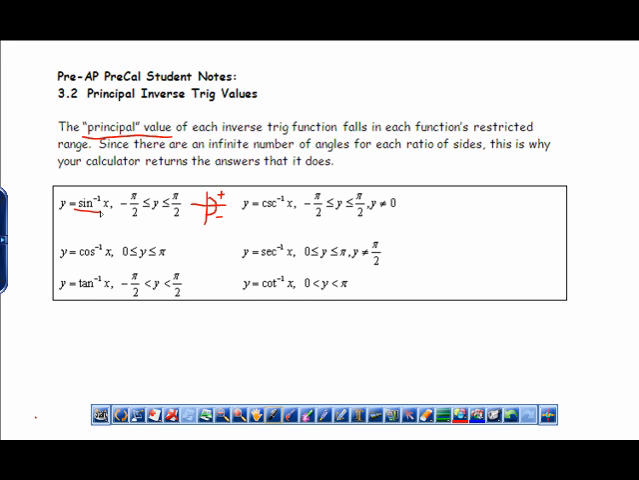And notice that for arc sine and arc cosecant, they do have the same restricted range. We have this y not equal to 0, but the restricted range is basically the same. So that makes sense since they're reciprocals.